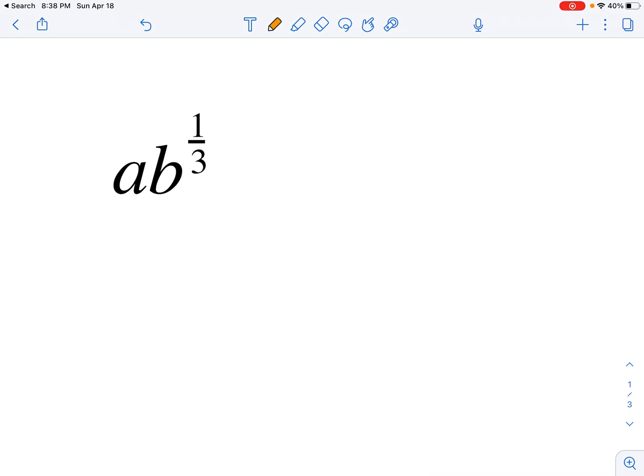For this one, now that 1/3 is really only touching the b, there's no parentheses here, so a is just going to sit out front. We'll have our radical with b in it, only b. 3 will be our index, and 1, again, would be our exponent that we don't need to show.